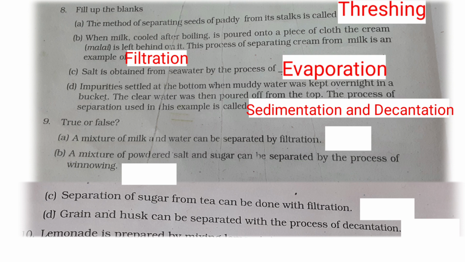True or false? A mixture of milk and water can be separated by filtration, and the answer is false. A mixture of powdered salt and sugar can be separated by the process of winnowing, and the answer is false. Separation of sugar from tea can be done with filtration, and the answer is false. Grain and husk can be separated with the process of decantation, and the answer is false.